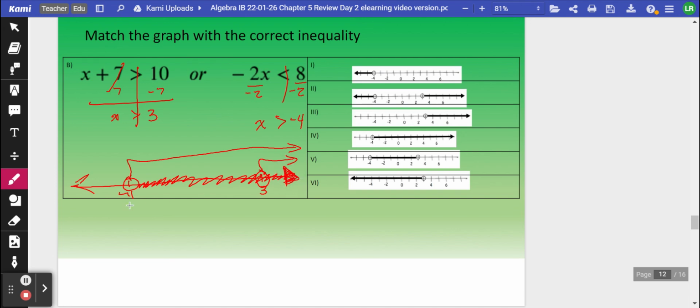So really, there's only one endpoint. It's negative 4. So I need an open circle on negative 4, and I need it shaded to the right. And again, that happens to be Roman numeral 4, IV.